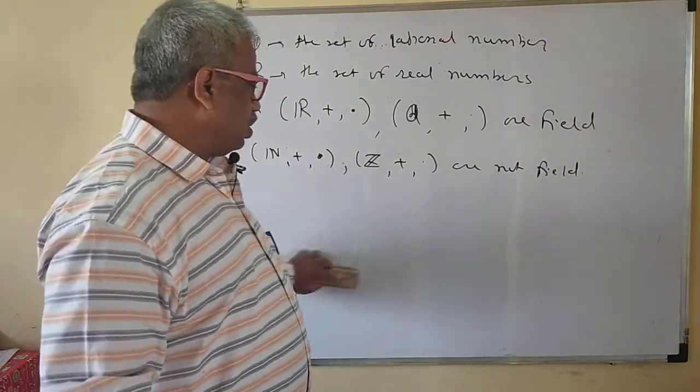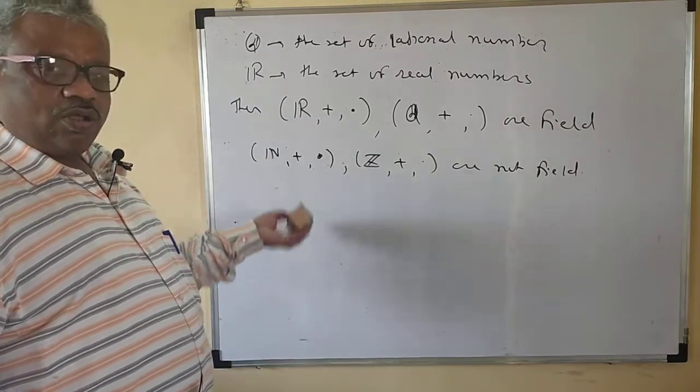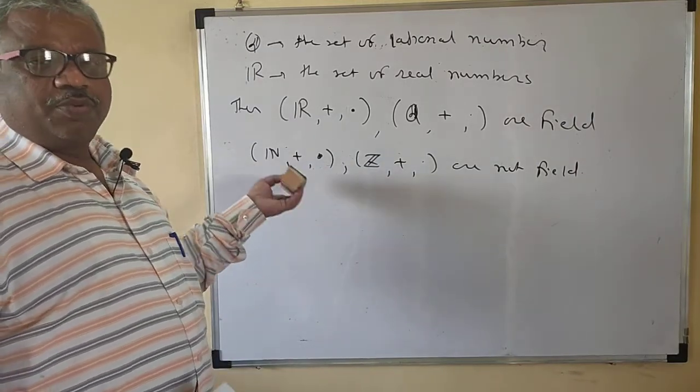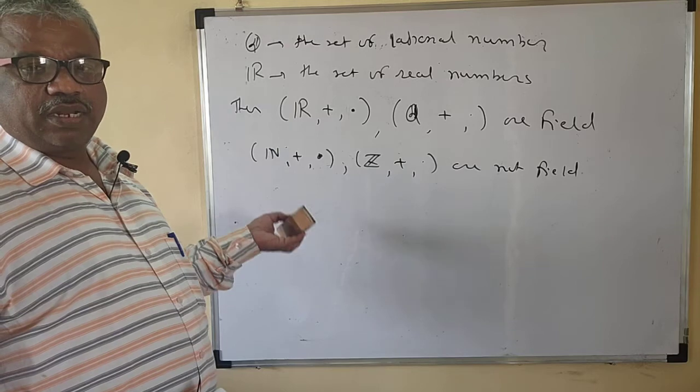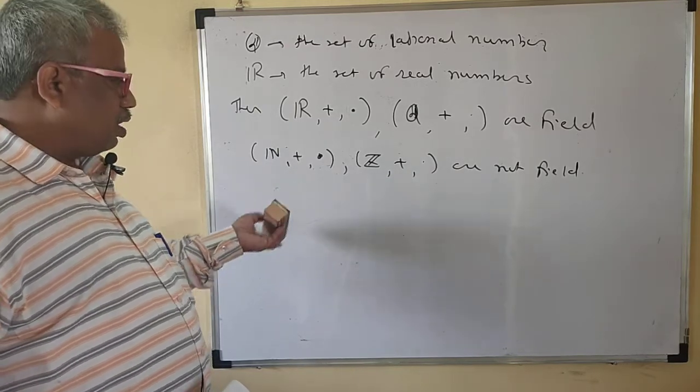Now here, this is not a field, because every element does not have a multiplicative inverse. Here, most of the properties fail. First of all, the additive inverse is not there, so 0 is not there. The multiplicative inverse is also not there.